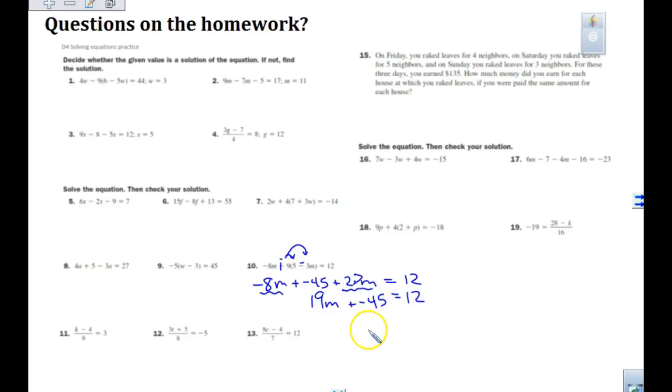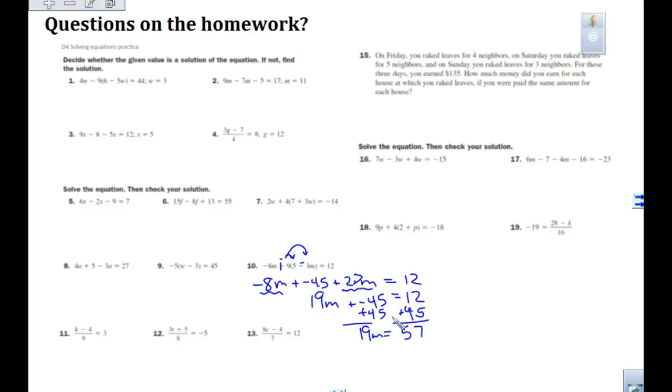Next step, Daniel, is to do what? Subtract 45. Yeah, because if I subtract 45 and 45, that'd give me a negative 90 and wouldn't get rid of anything. So I actually want to add 45, and I think the most common mistake, sometimes as people go from here to here, is they change this negative to a positive 45. So then they think they should subtract, and in this case we should have 57 equal to 19m.